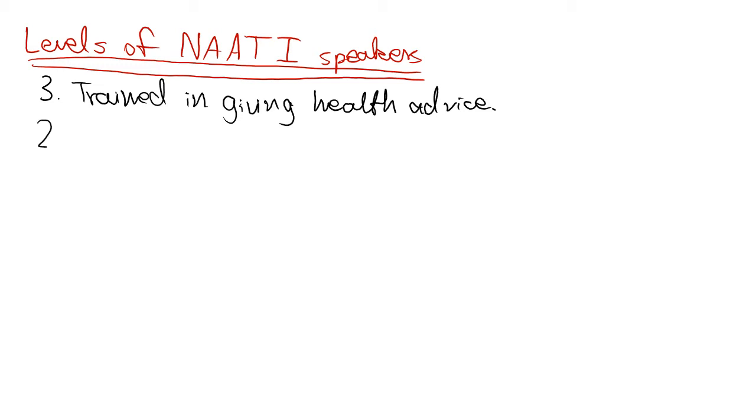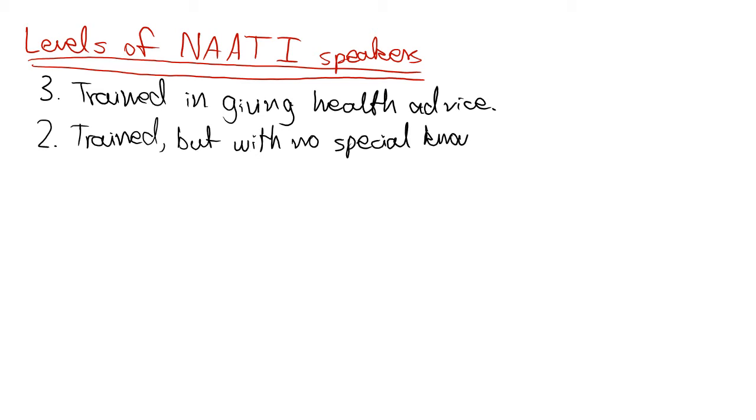Now, the lower level from level 3 is level 2 translators, and these are interpreters that are trained, so they have formal training from the accreditation authority, but with no special knowledge in giving health advice. And this is where sometimes the use of interpreters can become quite dangerous.